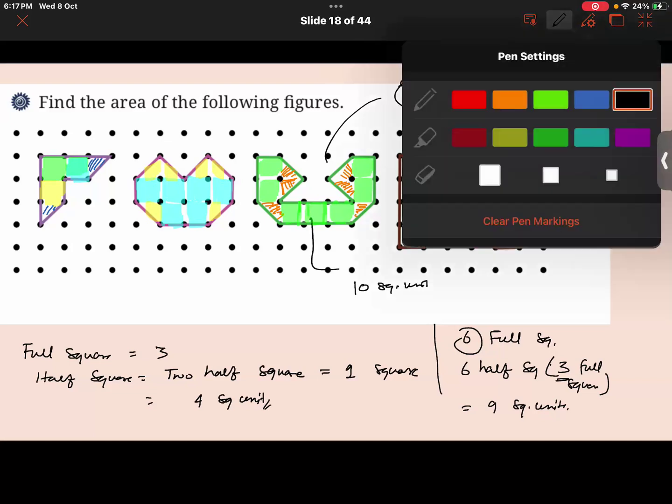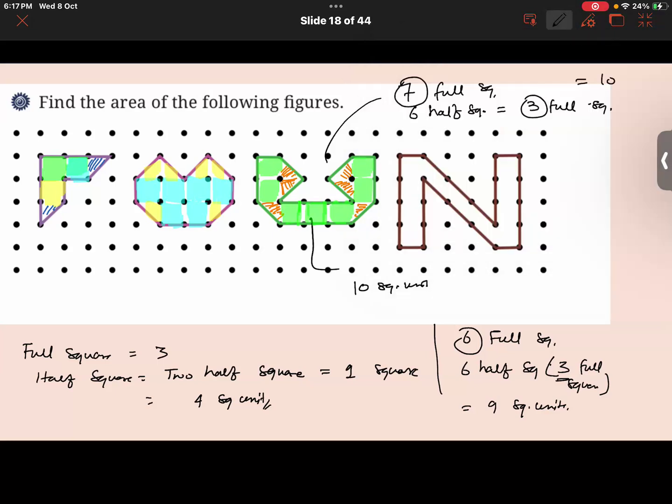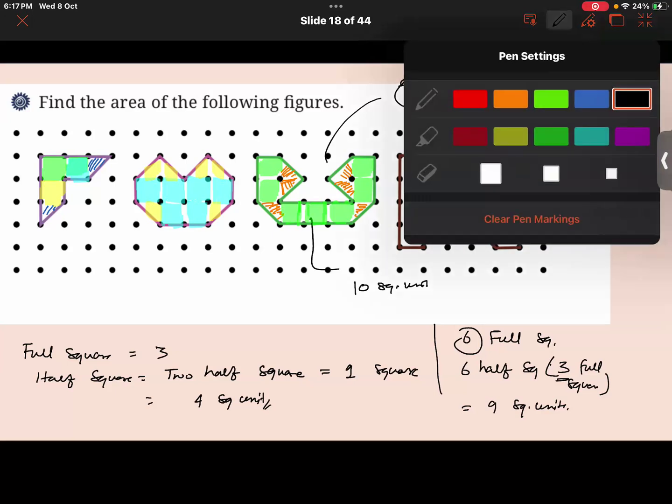Okay. Try finding out the area of the fourth figure now.